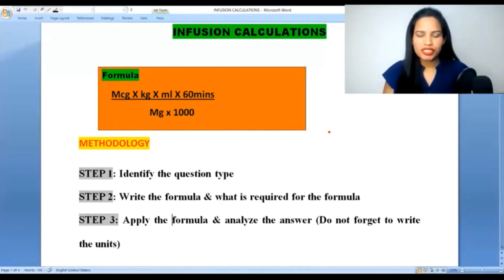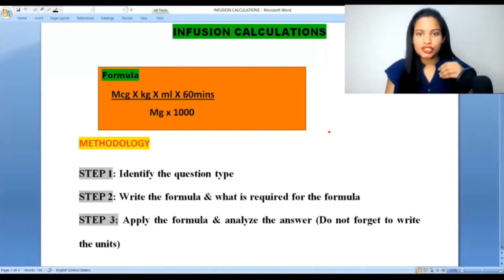So let's begin. In this session, we are going to specially learn about infusions. So what are these infusions called as? Always we call it as mcg or mcg. This would be going with dopa, dobuta, all this. Let's do this session now. What is this infusion calculations?